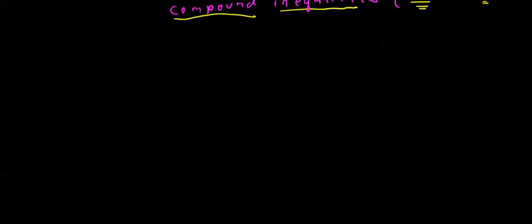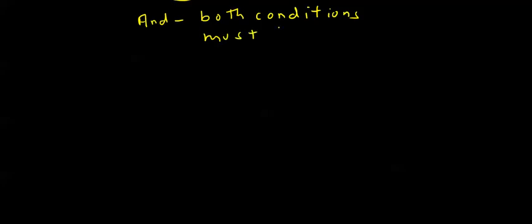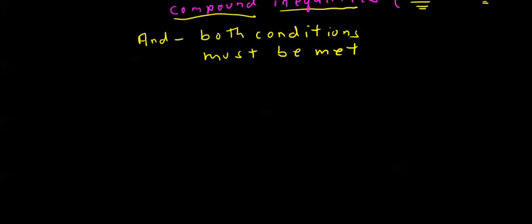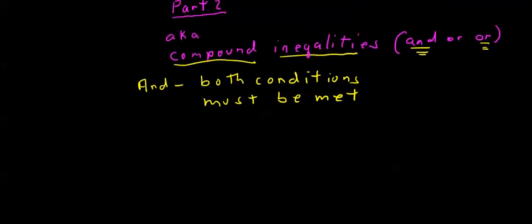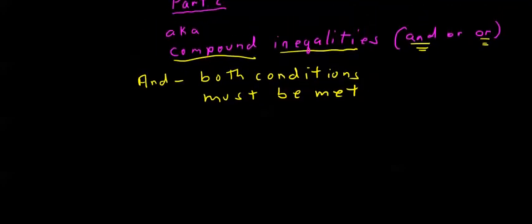We're going to start with the word and. And means both conditions. What I mean by conditions is we're going to get 2 inequalities, and both conditions must be met. We're going to have 2 inequalities and they both have to be true. Absolutely both have to be true. And the word or we'll talk about after we do a couple of examples.